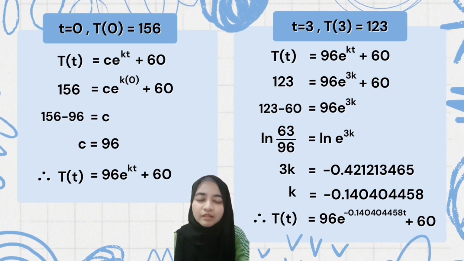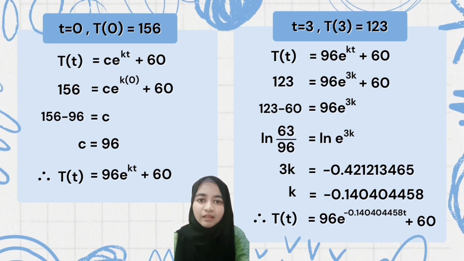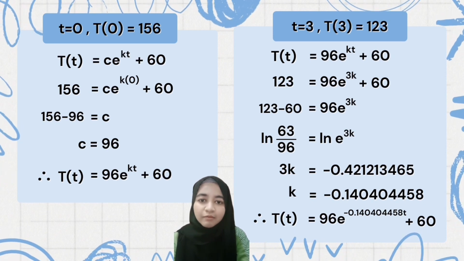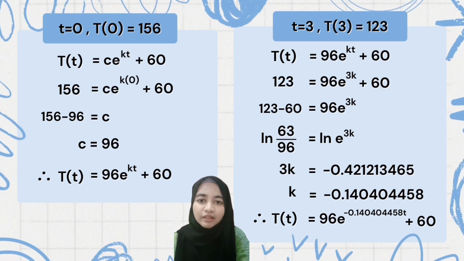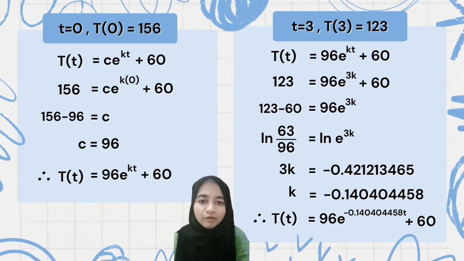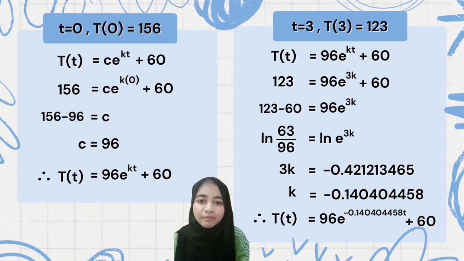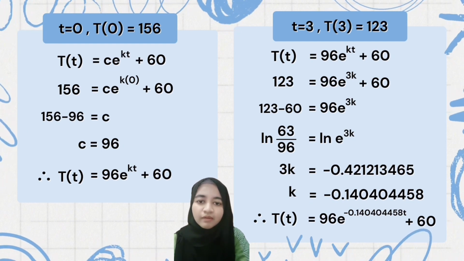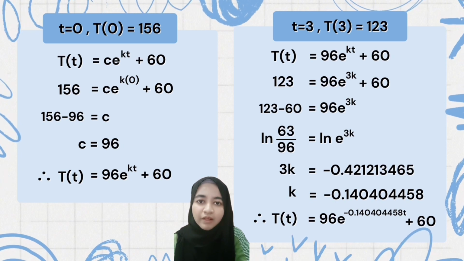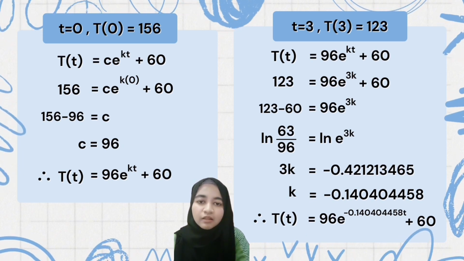Then we will use another piece of information, which is t equal to 3 and the temperature when the time is 3 equal to 123 Fahrenheit. Next, we will substitute all this information into the previous equation. Then we will get 123 minus 60 equal to 96 e to the power of 3k. Then we will put ln on both sides to eliminate the exponent. Therefore, we will get k equal to minus 0.140404458.